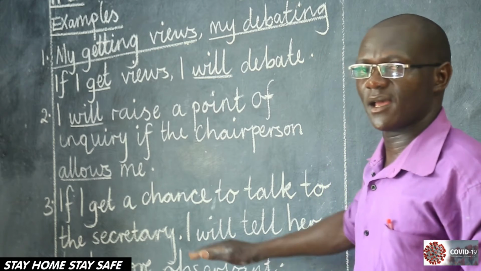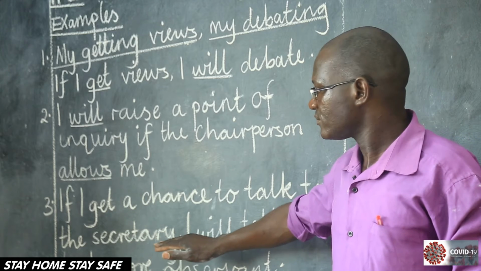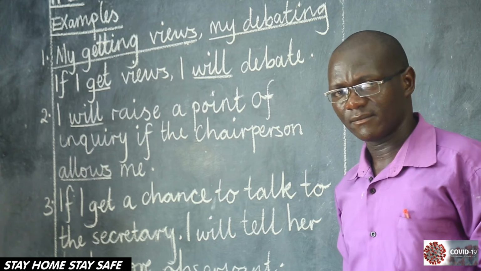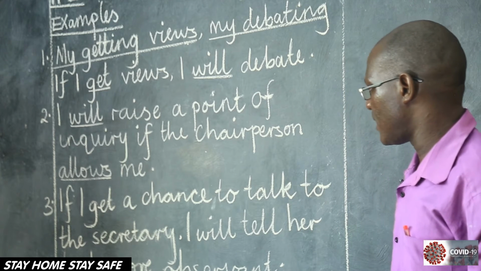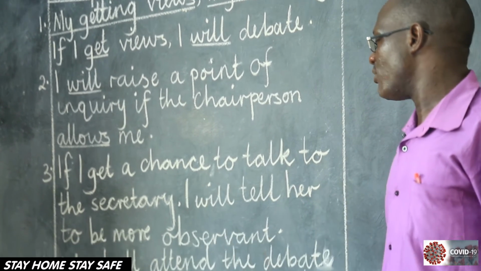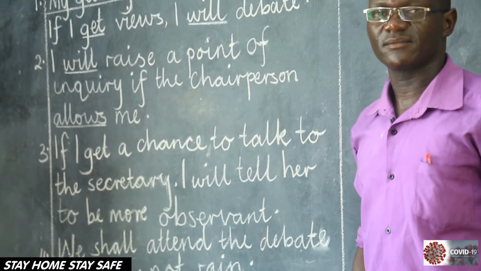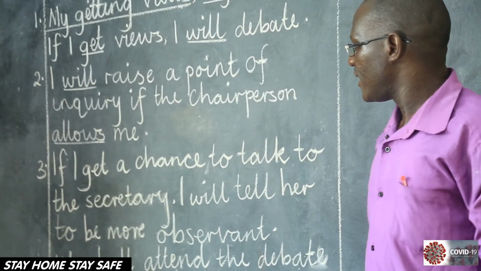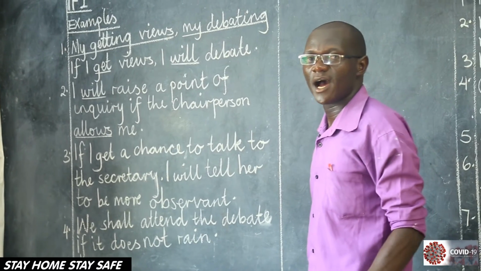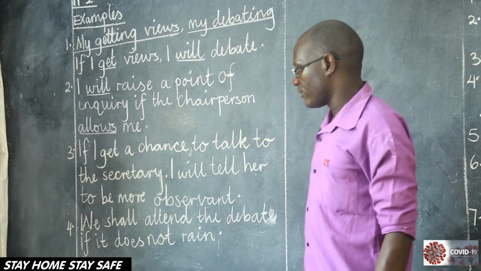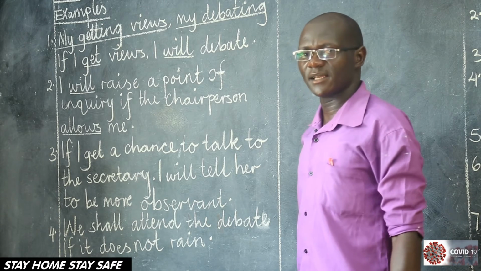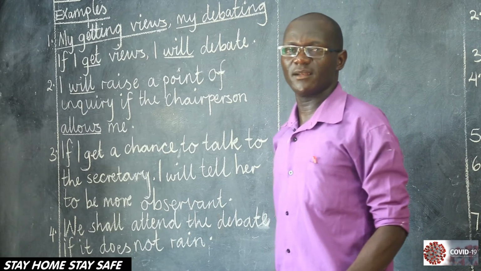Then look at example number three. If I get a chance to talk to the secretary, I will tell her to be more observant. That is, if I get a chance to talk to the secretary, I will tell her to be more observant. You can see in example number three, we separated the two clauses.